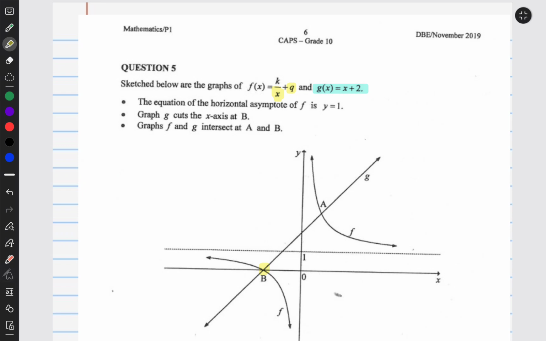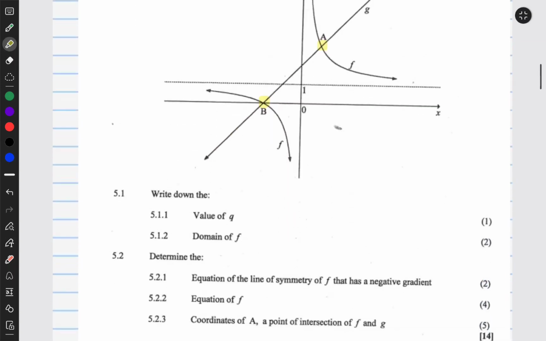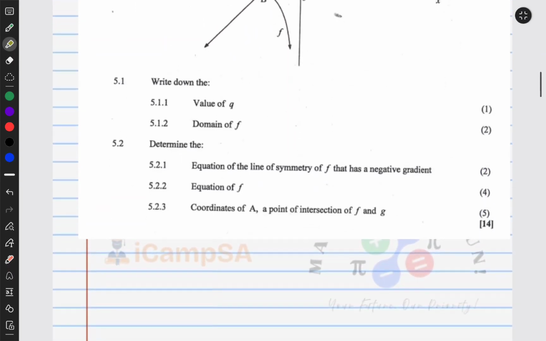And remember, when the graphs intersect, what do we do? Let's say we were asked to find the coordinates where these two graphs intersect. We simply equate the two equations and solve for the x and y values. Okay, so that is that. Let's get into the question.